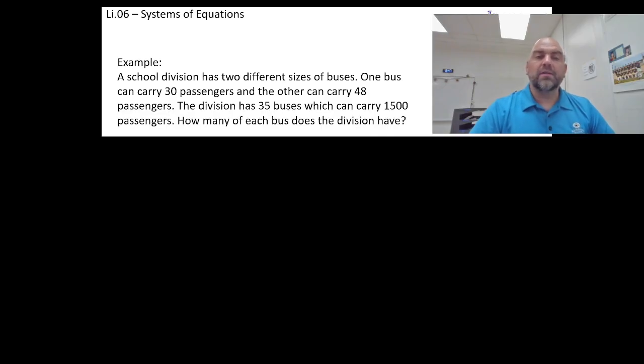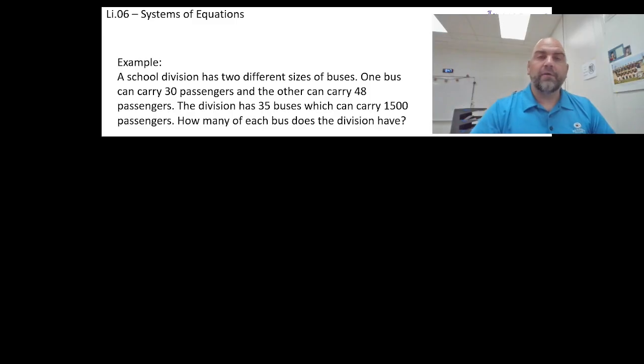We're told that one of the buses can carry up to 30 passengers, so that would be the small one, and the other can carry 48 passengers. That would be the big one. And we're told that the division has a total of 35 buses and they can carry a maximum of 1,500 passengers. How many of each bus does the division have?